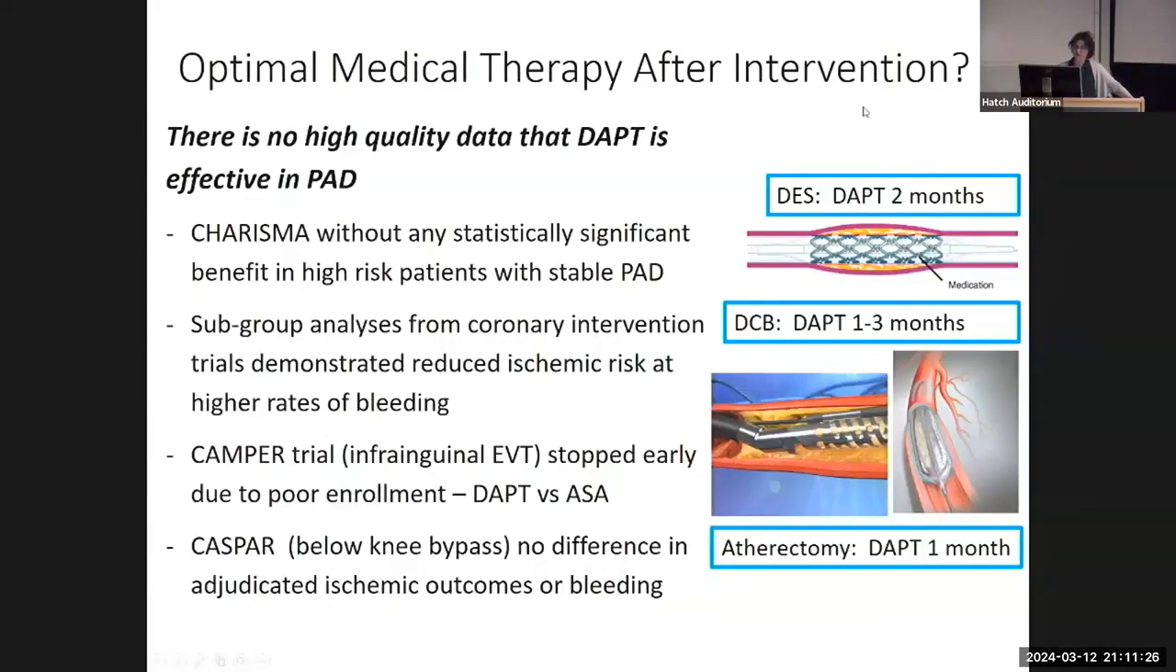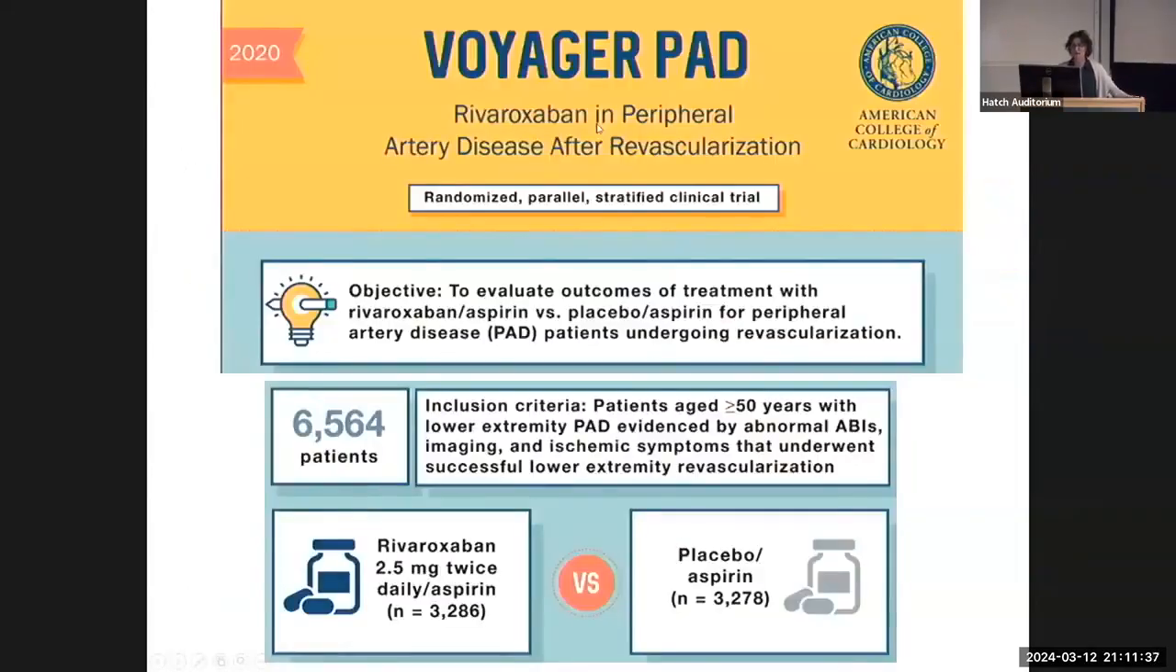However, if you look at the package insert for the approved devices after revascularization, the recommendations for DAPT are kind of all over the map, anywhere from 1 month to 3 months. So that brings us to the Voyager trial.